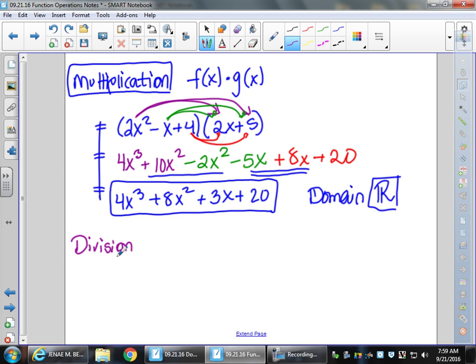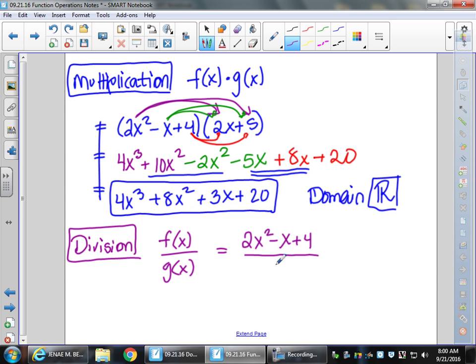And last but not least, drum roll please, division. Division is actually pretty cool because we don't have a lot of math involved. More discussion about domain. So f of x divided by g of x. That's it. True. Have we talked about domain yet? No. So this is what I mean. For right now with division, you're just setting it up. Once we start getting back into factoring, we will simplify rational functions by factoring.